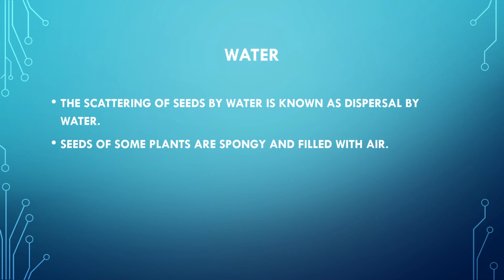Scattering of seeds by water is known as dispersal by water. Seeds of some plants are spongy and filled with air. Such seeds are generally seen in plants that grow in or near water. This helps the seeds float away in water from one place to another. Some seeds are very spongy, which helps them float in the water, and are also filled with air. This is known as dispersal by water.